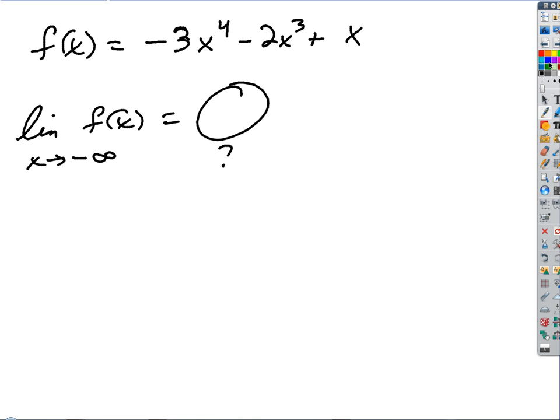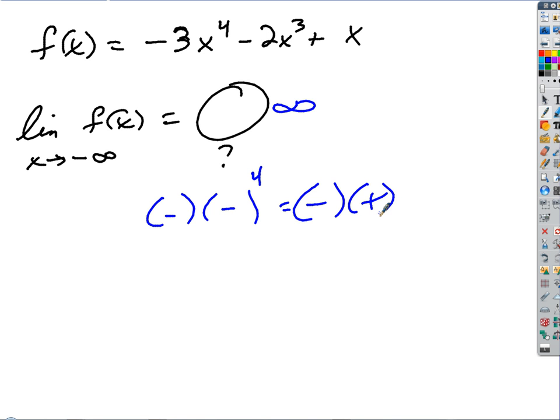some kind of infinity, right? It depends on the sign of the first term. What's the sign going to be? If I look at this as a product of signs, I'm going to get a negative coefficient, and I take a negative number, because x is approaching negative infinity. So if I take a negative number to an even power, what do I get back? Positive, right? So it's going to equal negative times positive, which is what? Negative. The answer is negative infinity.